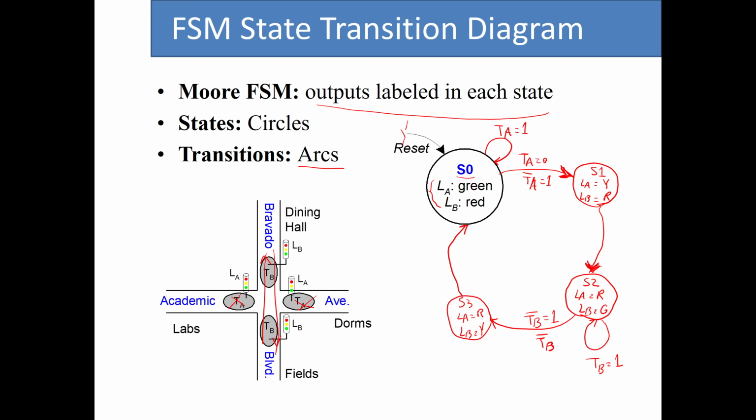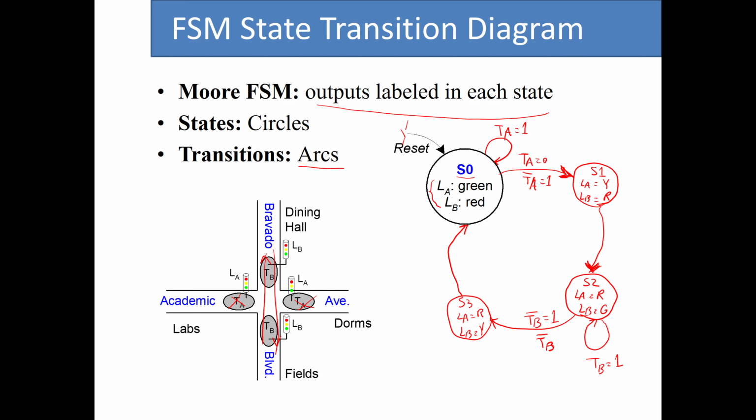And that means that whenever we are, for example, at state 1, we definitely go to state 2, right? Because this arc is not dependent on any inputs. So this change happens on the next edge of the clock.